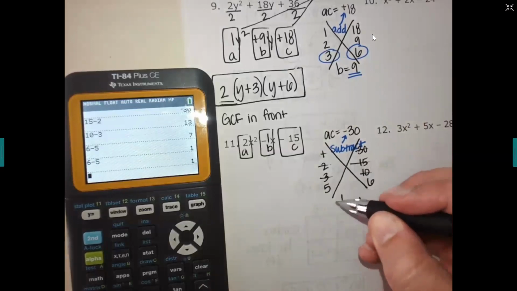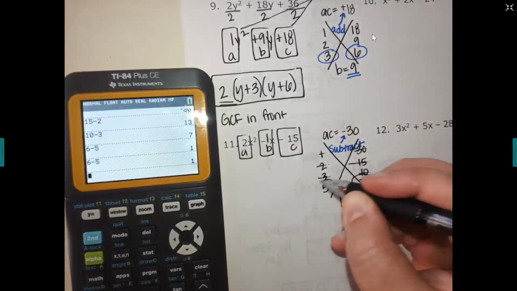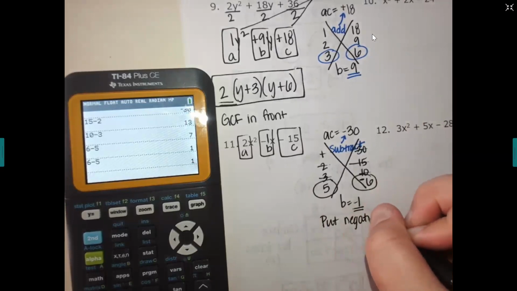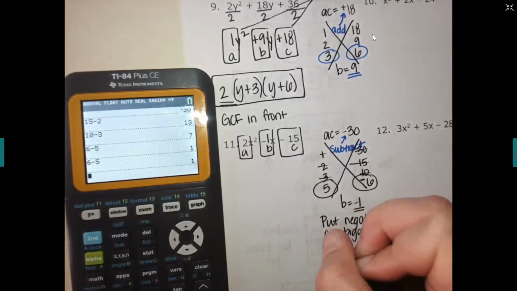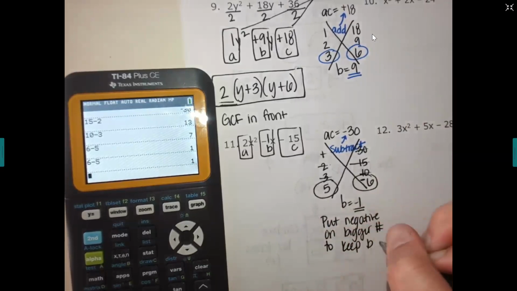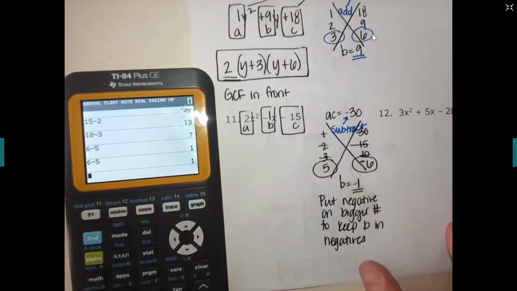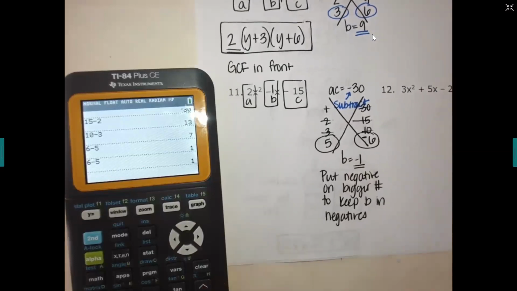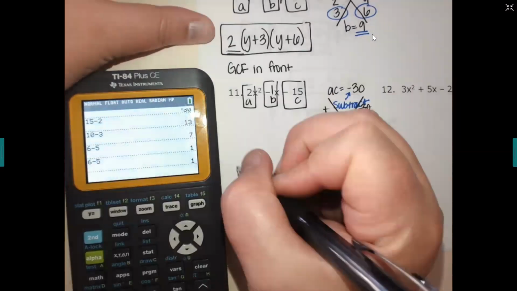Now, notice that I want a -1, so I'm going to put the negative on the bigger side over here. Okay, so let's put negative on bigger number to keep B in negatives. If you want to make that little note for yourself, go ahead and do it. Versus if I wanted my B to be positive, I'd put the negative on the smaller of the two numbers. So from there, my letter here is an X, so I'm going to do X plus 5.